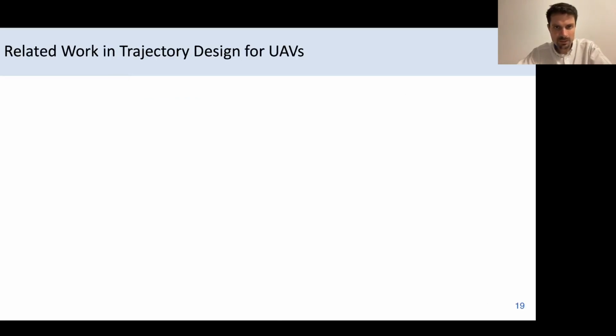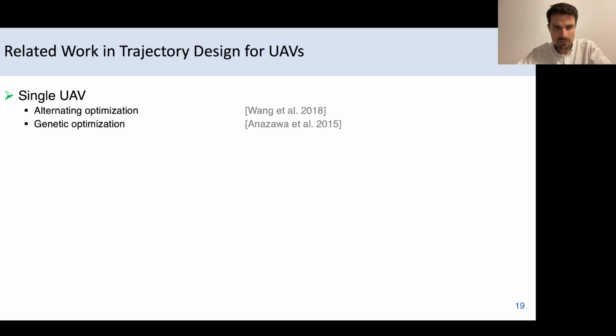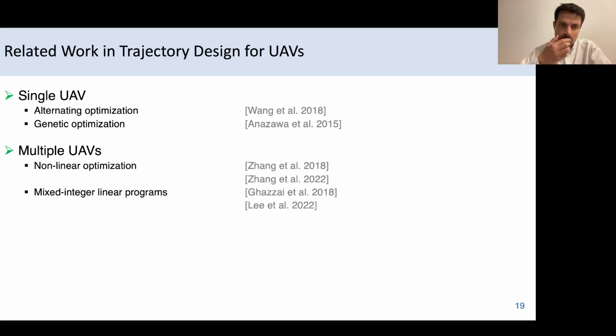So in this context, there has been quite a lot of work. Some papers focus on a single UAV. However, just one relay is not sufficient to solve the problem when there's a big obstacle between the base station and the user, right? So generally we need 2 or more UAVs.